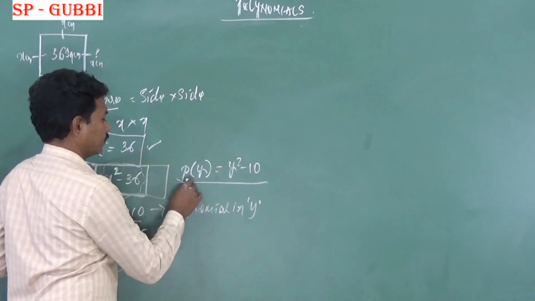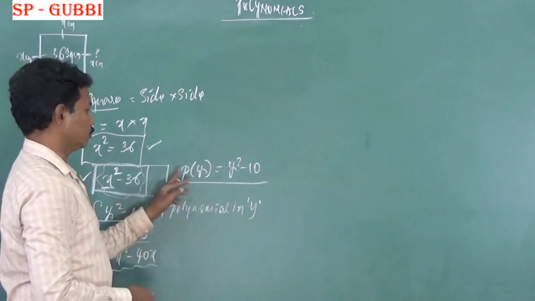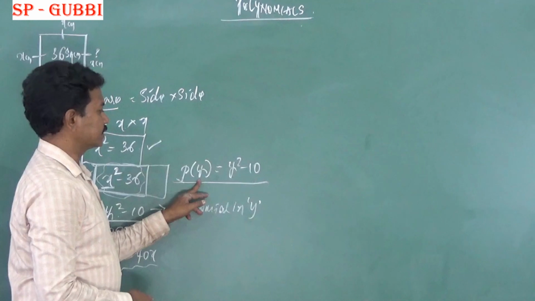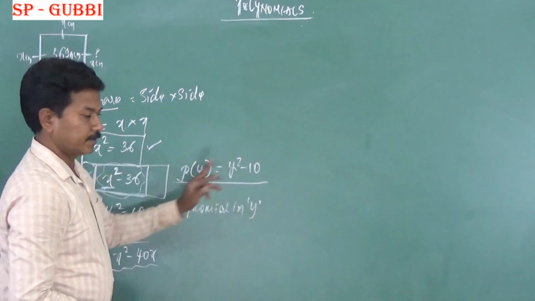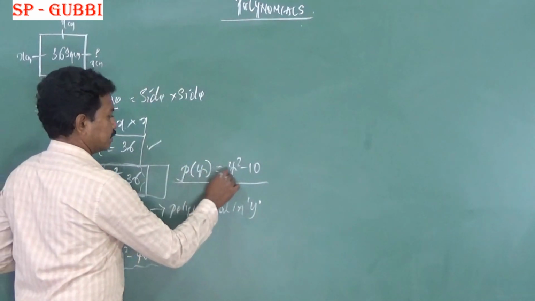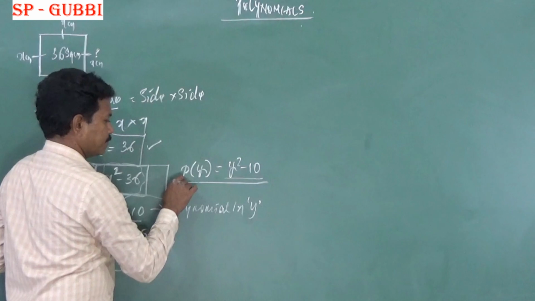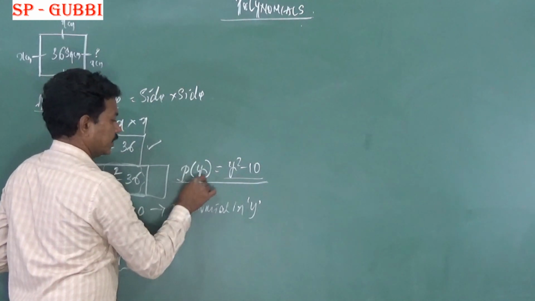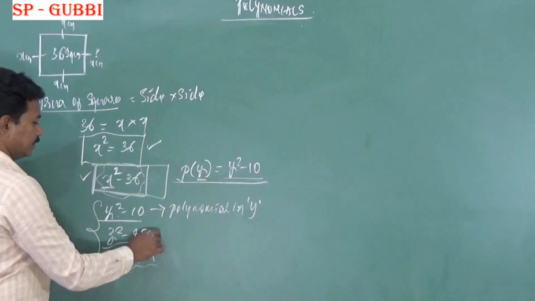Here p stands for the identification of the polynomial. We identify that polynomial through p, and inside the bracket we have y, and this y indicates which particular variable is involved in that polynomial. So p of y is y square minus 10 means y square minus 10 is the polynomial named p, and the variable involved in that polynomial is y. Therefore, p of y is y square minus 10. Let us go with this.